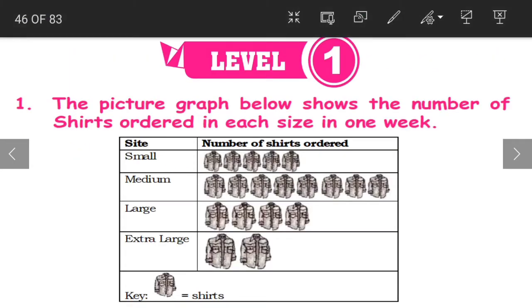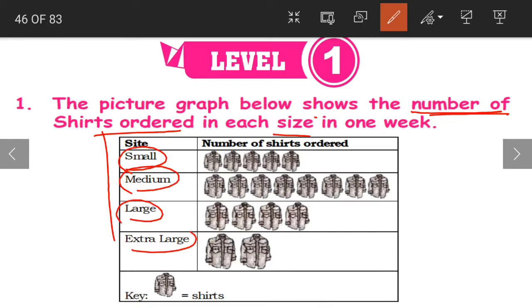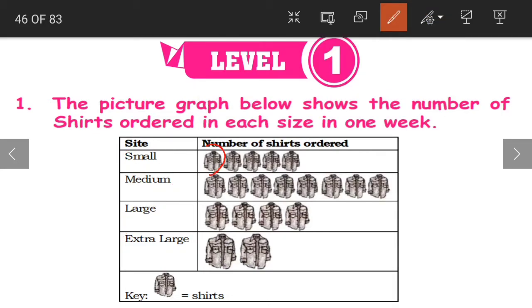Exactly 15 shirts. Here children, this is our picture graph, that is nothing but our pictograph. What does this show? It is showing us the number of shirts ordered in each size. What are the sizes? The small size, medium, large and extra large in 1 week. Now what does this one shirt equal? It is equal to 3 shirts.